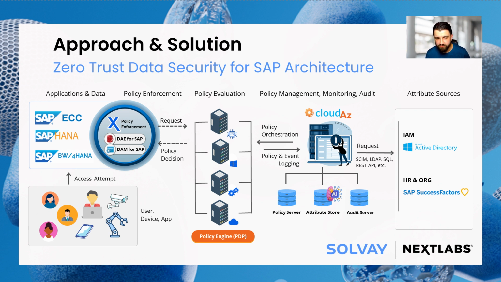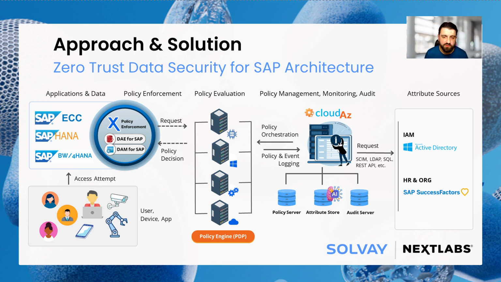Now, still on the approach and solution, I will describe this diagram. That's the architecture of the solution. Let's start with the access attempt on the left side. Any user trying to access information, let's take, for example, in ECC, imagine a user trying to access some protected view of material because of some regulatory compliance reason. And then the behavior of the system will depend on whether the policy enforcement is done through Data Access Enforcer or Dynamic Authorization Management.